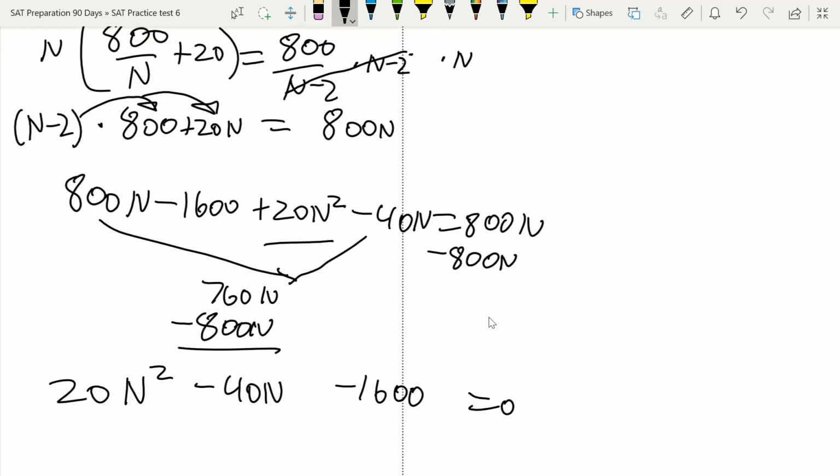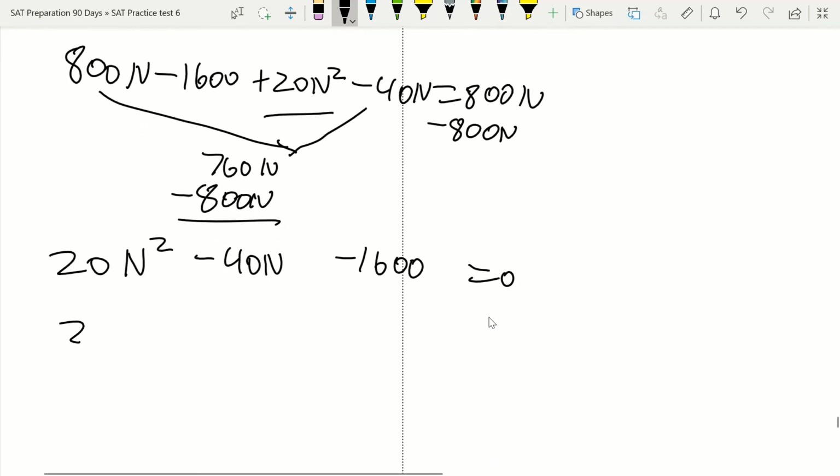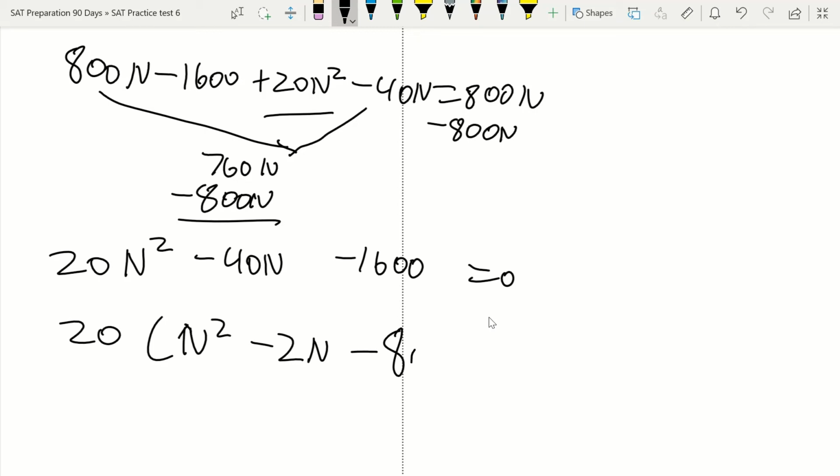Now we go ahead and factor. We know that 20 can come out of all of that, so we'll pull out a 20. Then we'll have N squared minus 2N, and then we'll have a minus, I believe that's going to be 80. That's going to be set equal to 0.